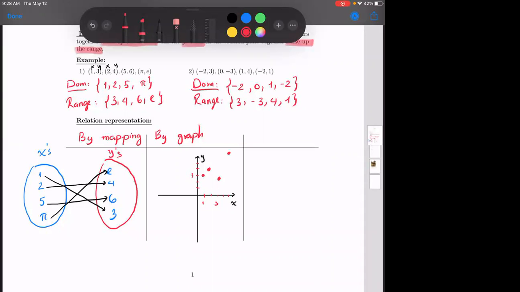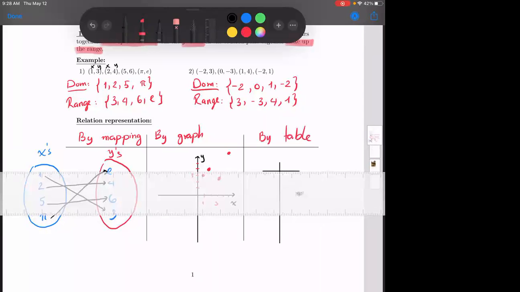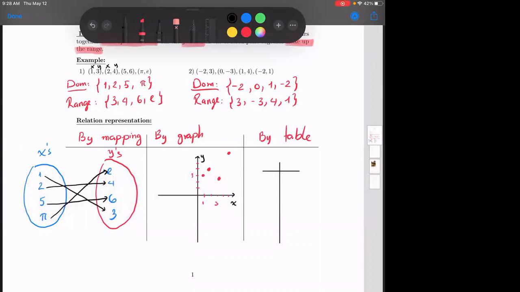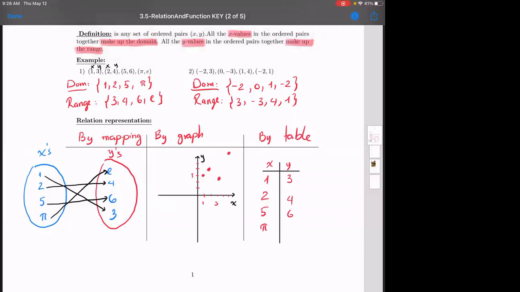The third representation is by table. This stuff is not very important anyway, but still. By table. So here I have, 1, I'll use red, 1. So here's my x, here's my y. X is 1, 2, 5, and pi. Y is: 1 goes with 4, 3, 2 goes with 4, 5 goes with 6, pi goes with e.